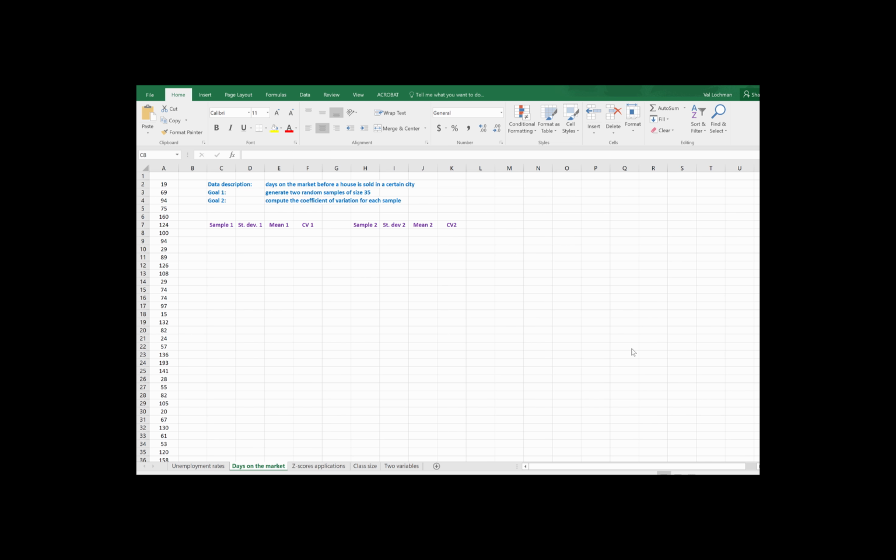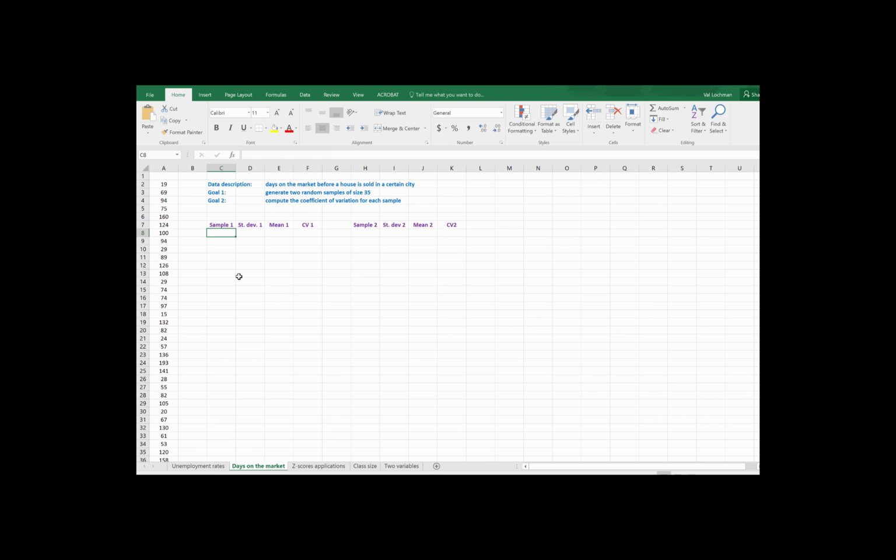So the first tab that we're going to use is days on the market. This represents the data for 100 properties that were on the market for a particular number of days before they were sold. Okay, and we want to generate two random samples of size 35 and then compute the coefficient of variation. All right, so how do we do this?